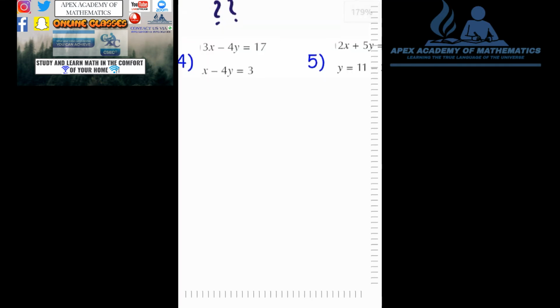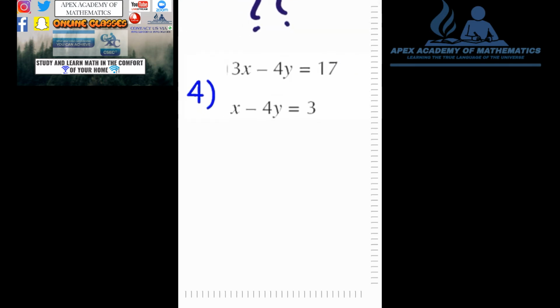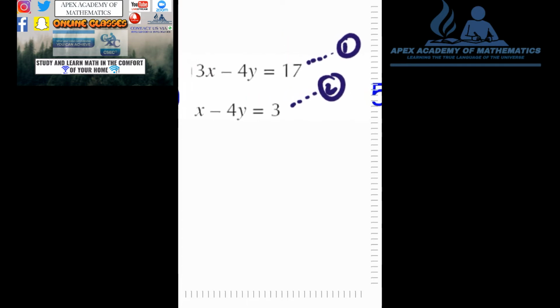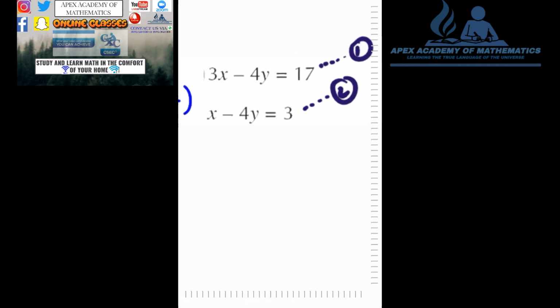So let's go ahead by naming our equations. Let's name our equations first of all. We're going to call this here equation 1 and this here equation 2. After you've named the equations, you recognize clearly that it is equation 2 that has the variable with a coefficient of 1. So we're going to make x the subject of the formula.